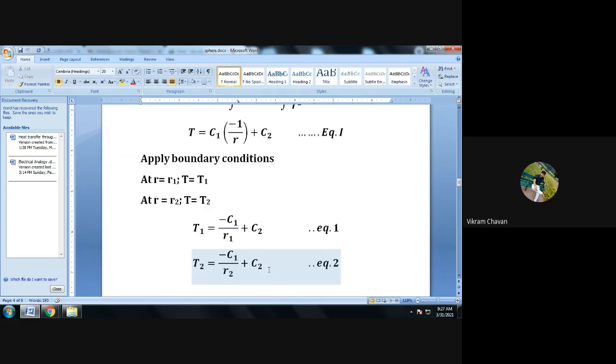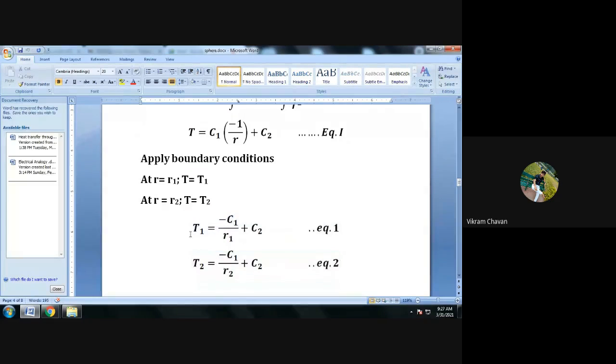Okay, getting everyone? T2 is equal to minus C1 divided by R2 plus C2. Okay, so give this equation number 1 and this equation as equation number 2. Now what do we have to do further?